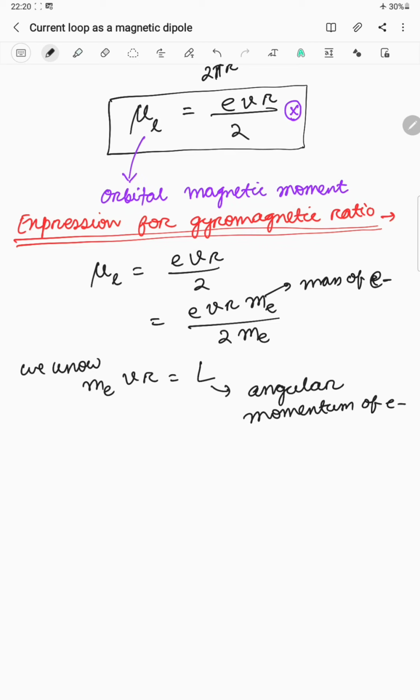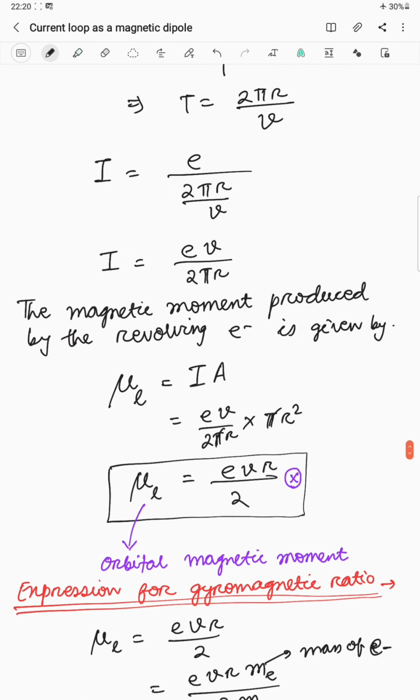Okay, so let me substitute this value. If I substitute this value, your mu L will be equal to eL divided by 2me. Okay, so this is only the scalar, the magnitude representation. But if you look into the vector form, for that again we will follow the diagram.